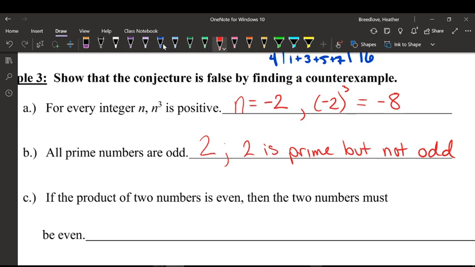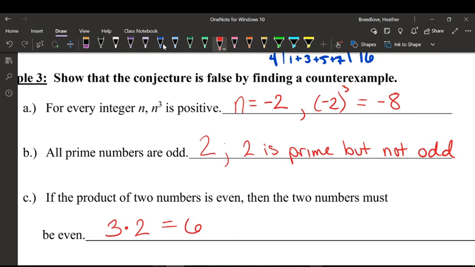And C. If the product of two numbers is even, then the two numbers must be even. All right, so what's the product of two numbers that are even and one of them is not? One or both. All right, so an odd number. 3. 3 is an odd number. 3 times something that's going to give us an even number. Well, 3 times 2 gives us 6, right? 3 times 2 is 6.